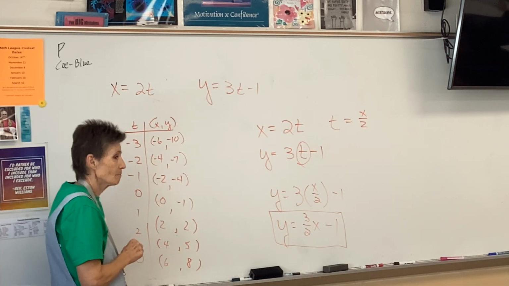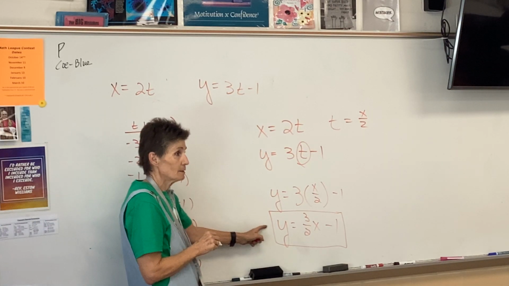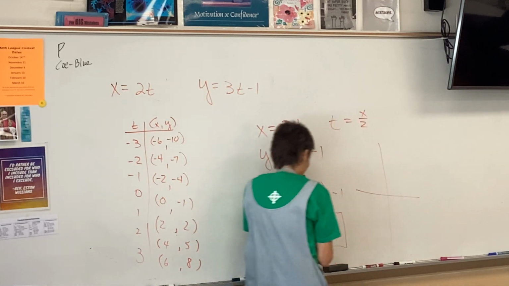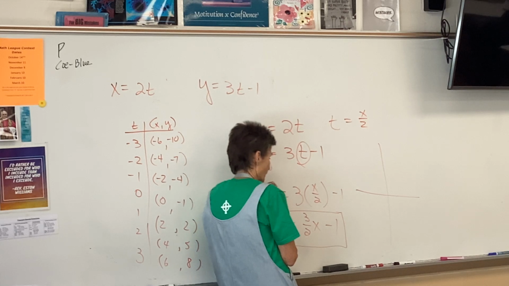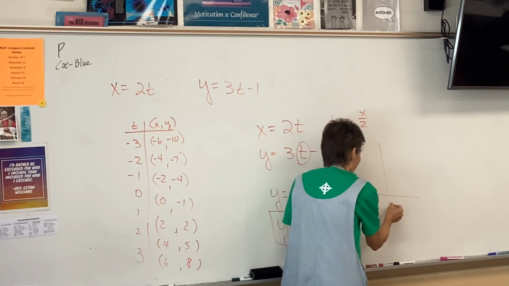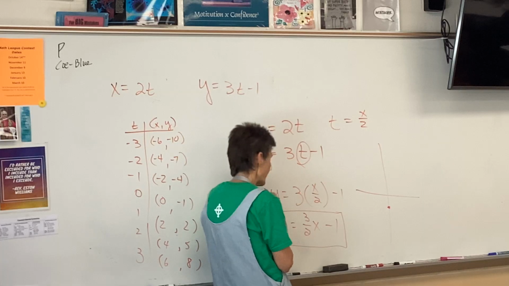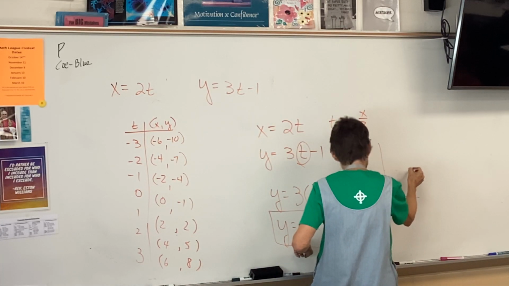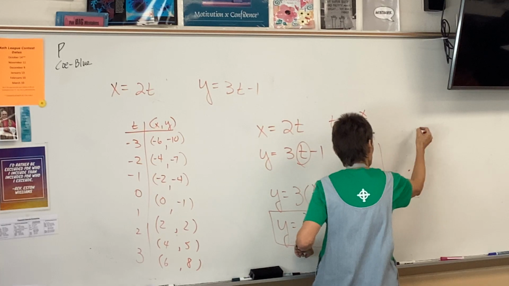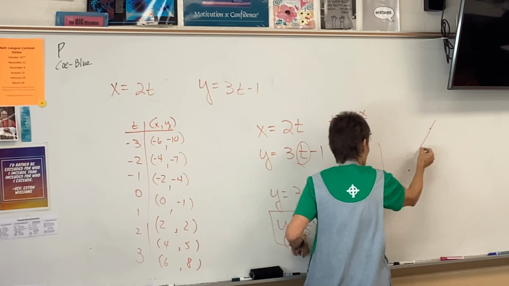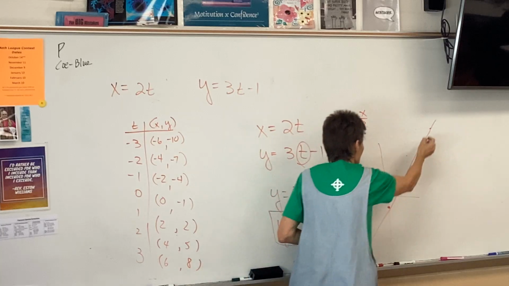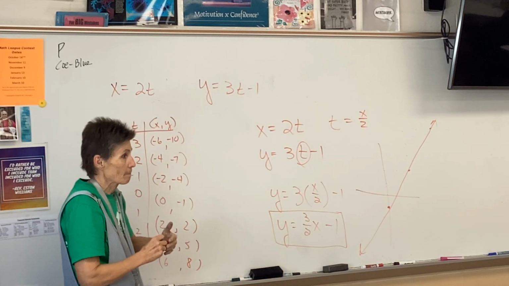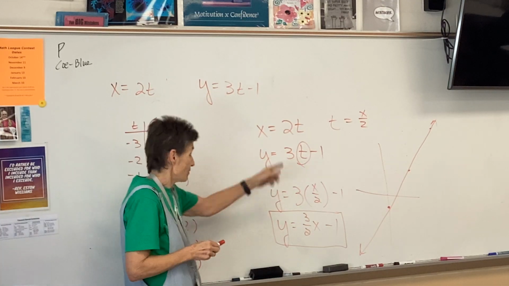Then put that in our calculator. You know what this looks like. That's a linear equation with a y-intercept at -1 and a slope of 3 over 2. So when I do this on my calculator, I should be getting a picture that looks like that. Yeah, look at that. That's the picture.